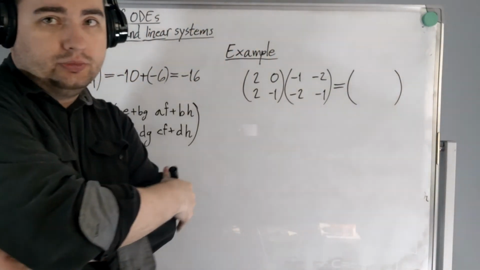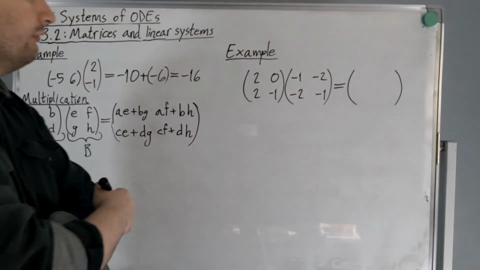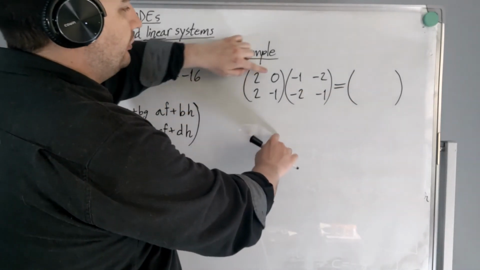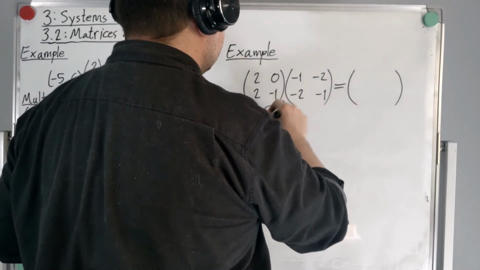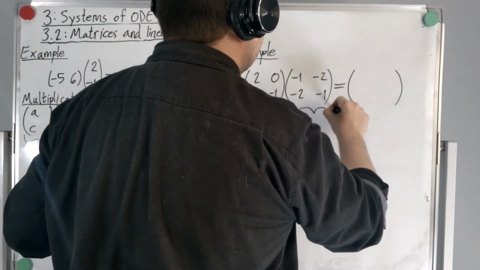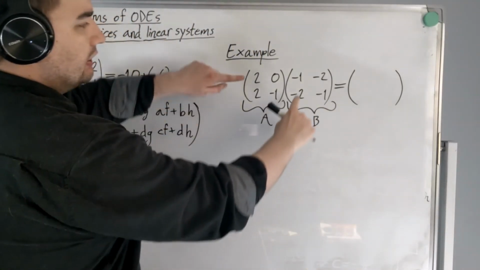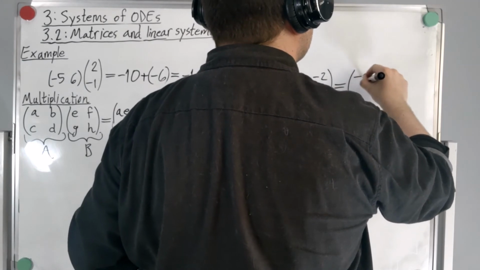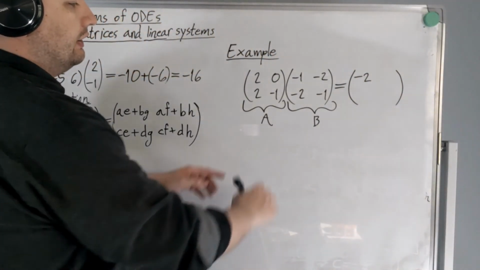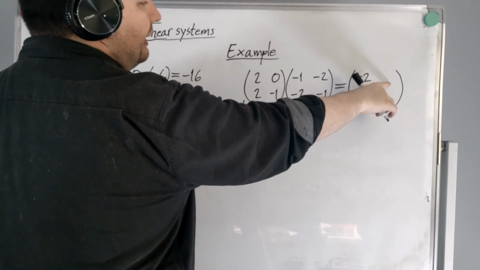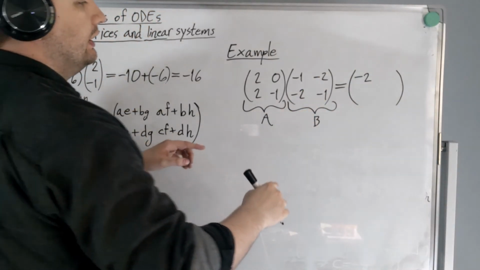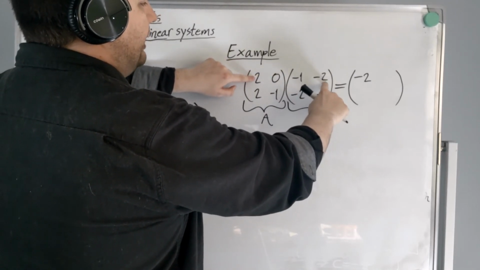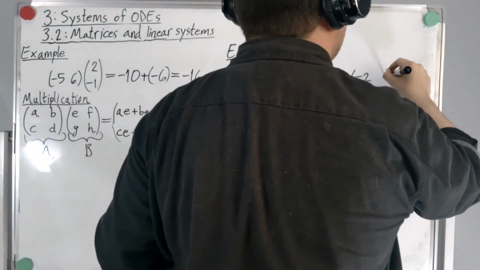The result will be another 2x2 matrix. The first row, first column entry is going to be first row of A dot first column of B. So negative 2 plus 0 is negative 2. Then the first row, second column of the product is going to be first row of A dot second column of B. So negative 4 plus 0 is negative 4.